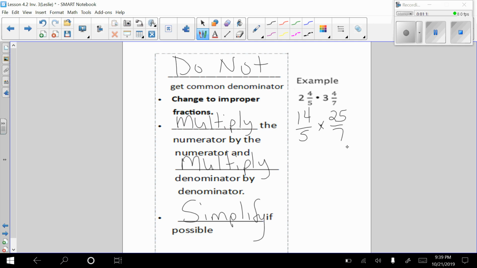So if we look at this, we want to multiply 14 times 25. That gives me 350 over 5 times 7 is 35. Well, how many groups of 35 can I take out of 350? Well, the answer is going to be 10. So in this case, it just becomes a whole number, and I can leave it that way.